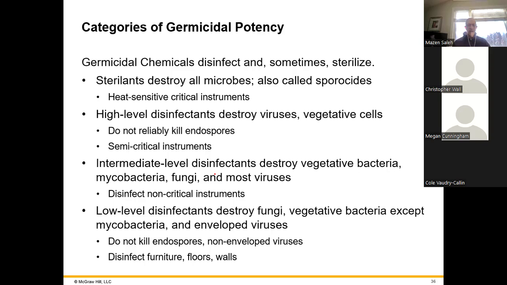And lastly, we come to the low-level disinfectants that can destroy fungi and vegetative bacteria, except mycobacteria and enveloped viruses. Obviously, these do not eliminate endospores and non-enveloped viruses. And these are used for general cleaning, such as disinfecting furniture, floors, walls, countertops, and other surfaces.